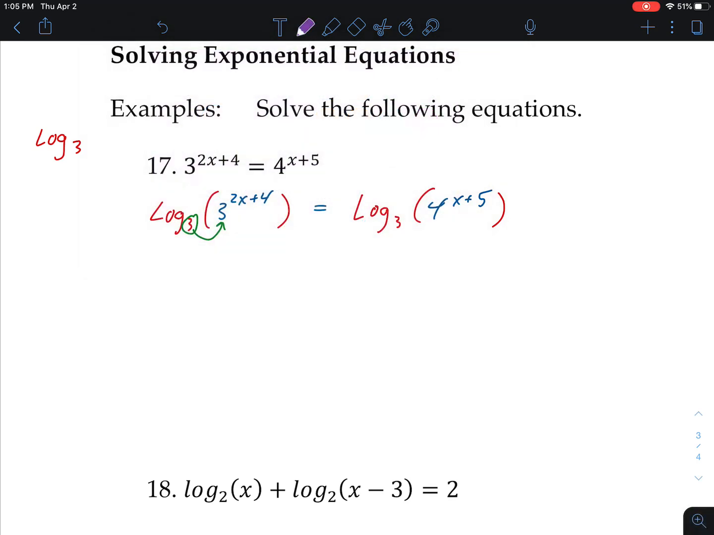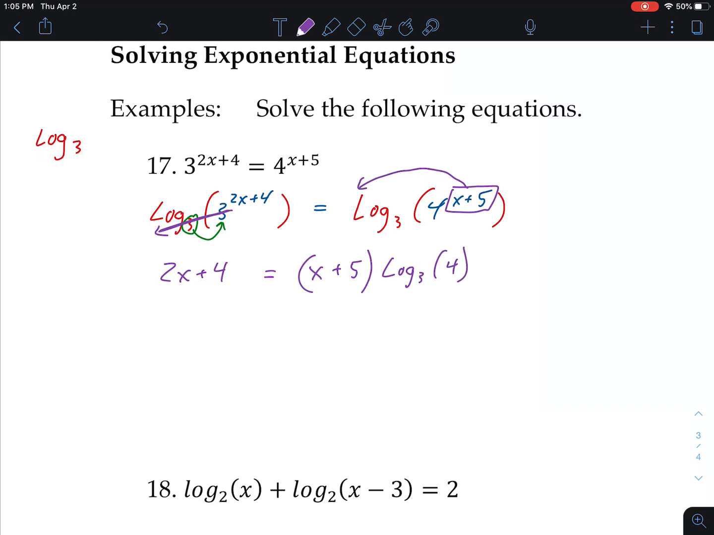And now, what happens here, as we saw, I'm not going to go through the whole mess again, but these two cancel. So you have 2x plus 4 is equal to, but this you can't cancel. So the only way to undo it until I get it out is there's my x plus 5 times log base 3 of 4.